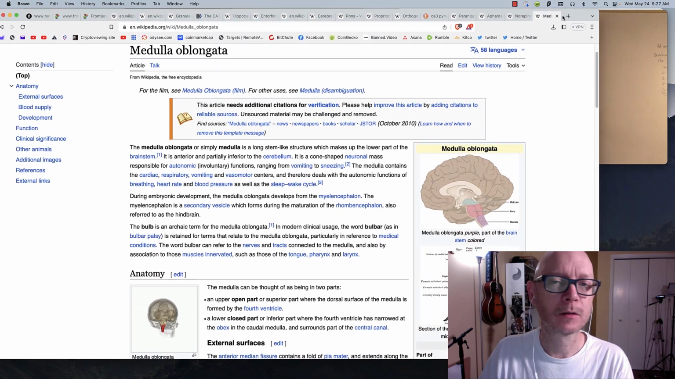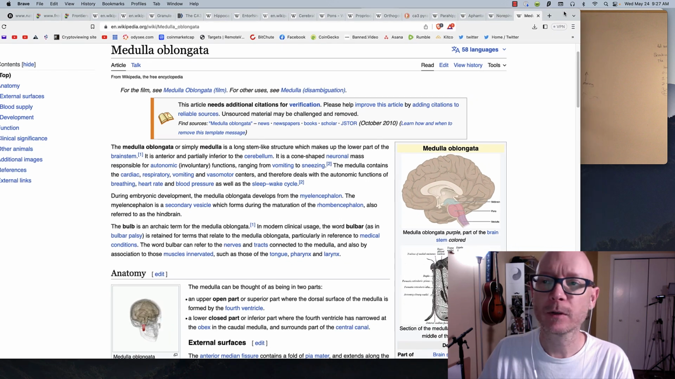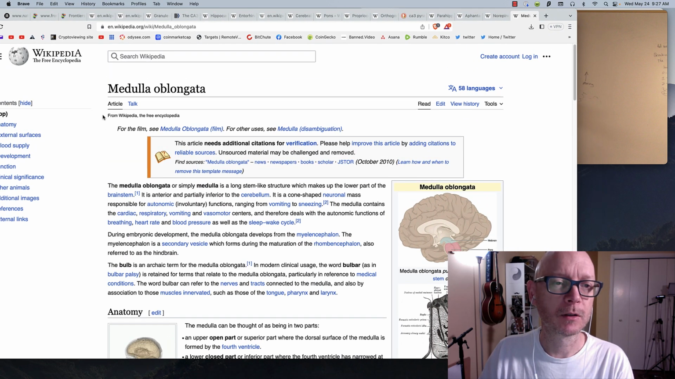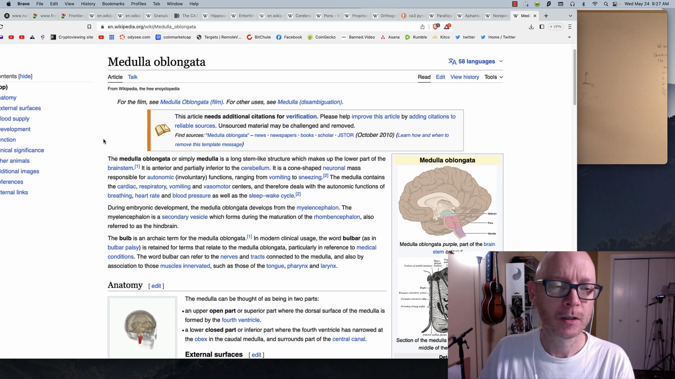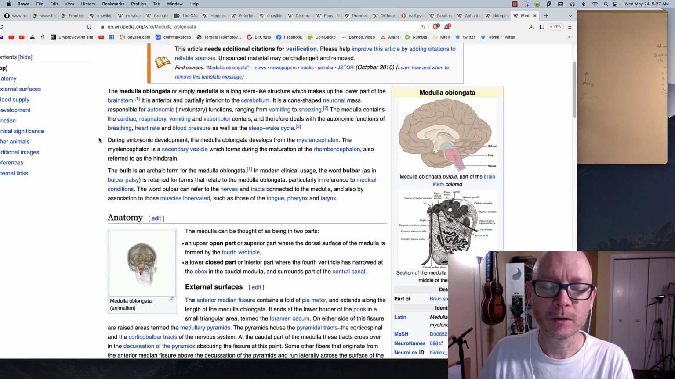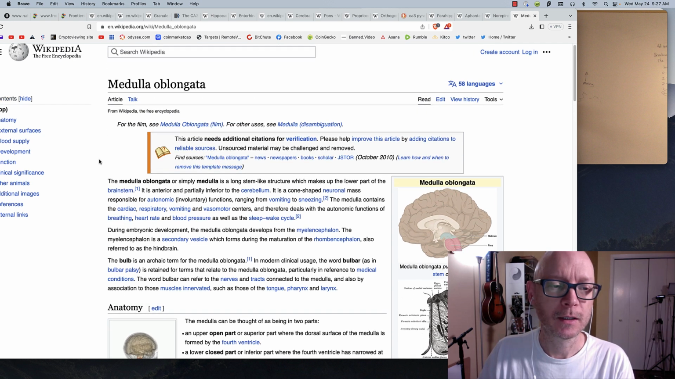This is my obsessive area right now, the medulla oblongata. It is my theory, my hypothesis, that within the medulla oblongata is the selector, what I call, in my terms, the selector mechanism. It's an involuntary, autonomic response.